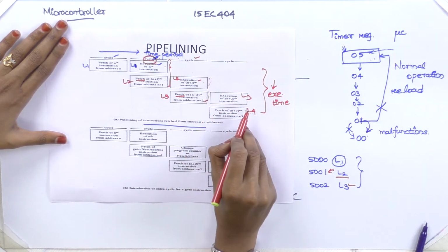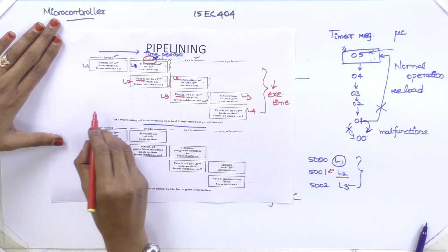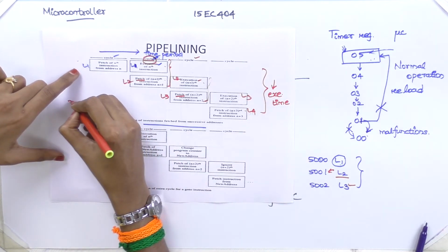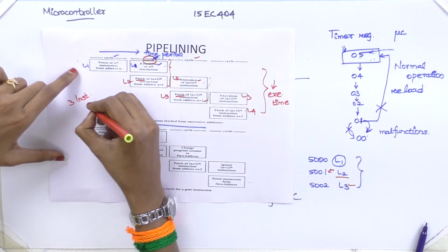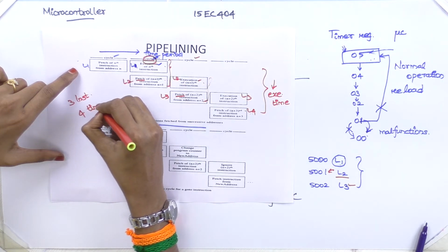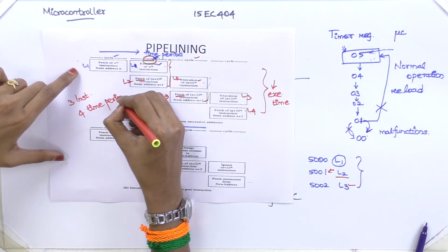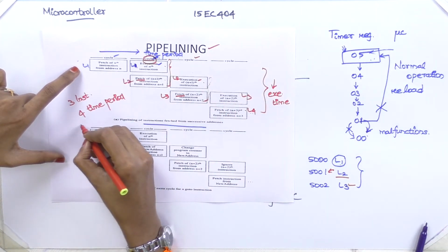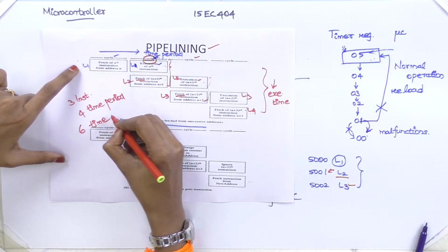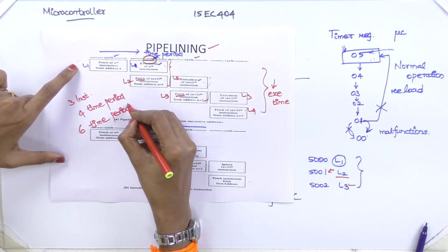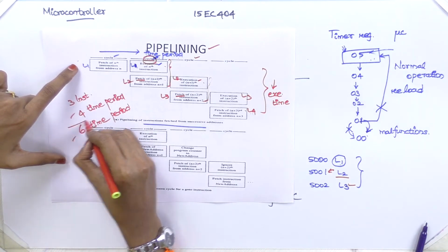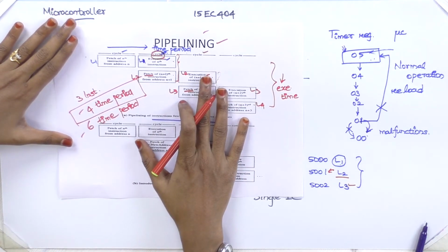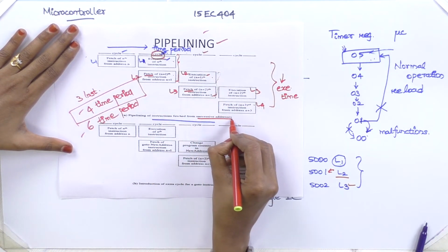This is how it works. If pipelining is not used, how many cycles does it take to execute 3 instructions? Assume that pipelining is not used, then to execute these 3 lines you will require 6 time periods, whereas with pipelining it takes 4. So the execution time has been reduced when we use pipelining. This concept applies when you perform successive address execution.